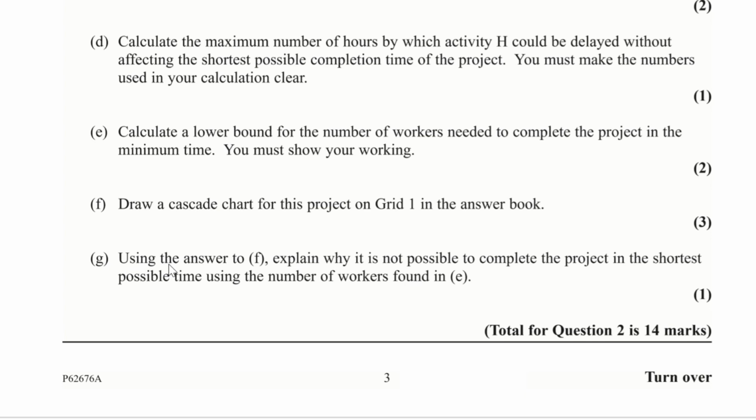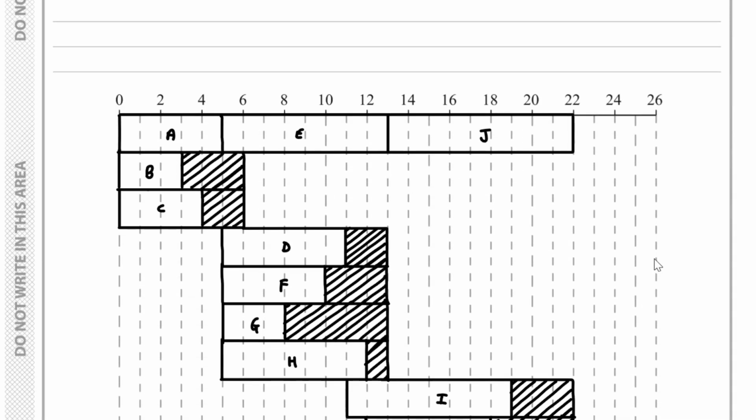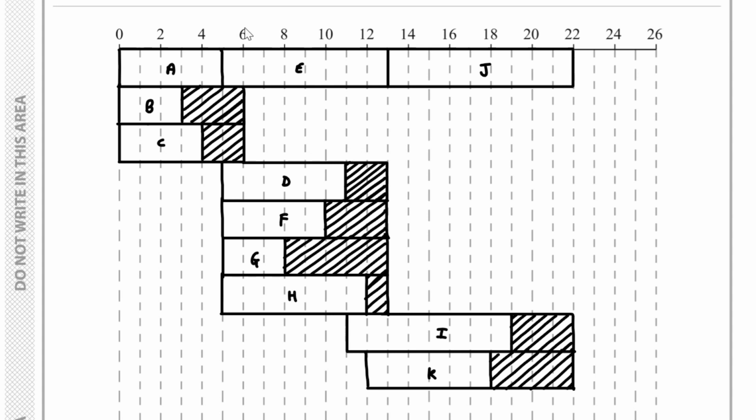For part G of the question, using the answer to F, we have to explain why it's not possible to complete the project in the shortest possible time using the number of workers found in E. Now, if you go back to the question, we were already told that each activity requires one worker. That's quite important. Now, if we go to our Gantt chart, we know over here, we know A is critical, and E is critical, and J is critical.